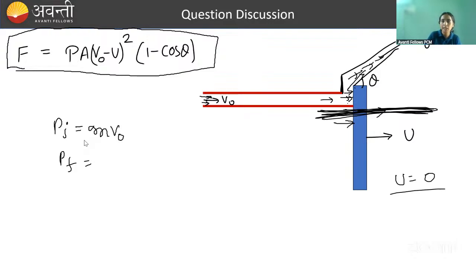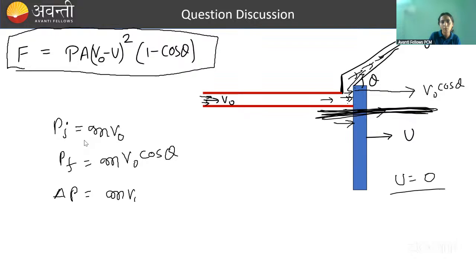Okay. So PF will be how much? Finally, it is moving with the speed V naught itself, but in this direction. What will be its momentum or velocity in this direction? V naught cos theta. Okay. So you will be writing here m v naught cos theta. This is m v naught cos theta. And what will be the change in momentum? Again m v naught common, 1 minus cos theta. This is change in momentum.